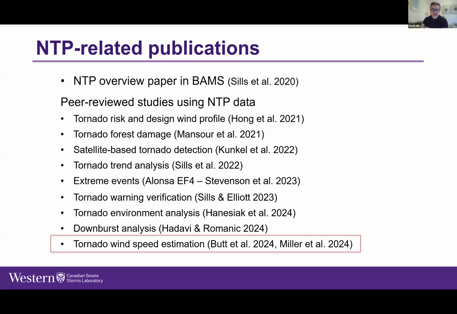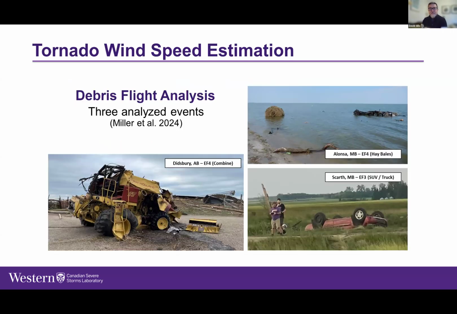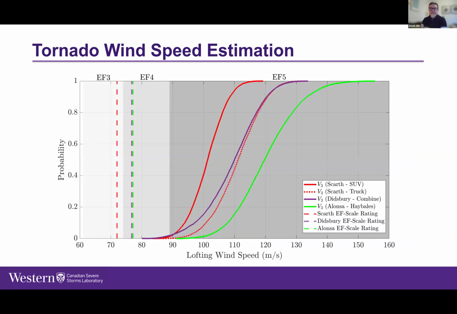And one of the things that we're working on right now is trying to estimate tornado wind speeds based on things like that combine flying. So this is a debris flight analysis that Connell Miller in our group has been doing, looking at various large objects and how they're being transported. And what we're finding is that the winds required by engineering analysis to do these things are actually higher than the tornado ratings, the official tornado ratings of EF3 and EF4.